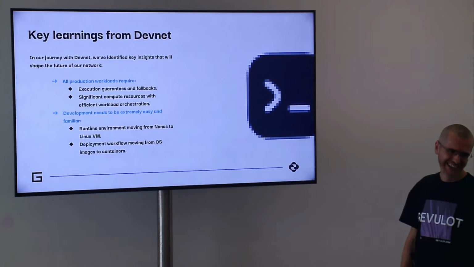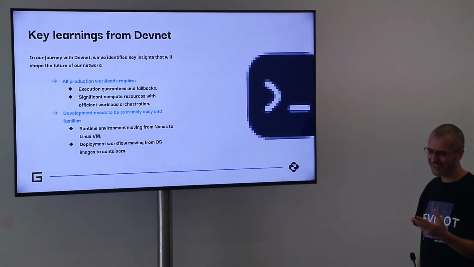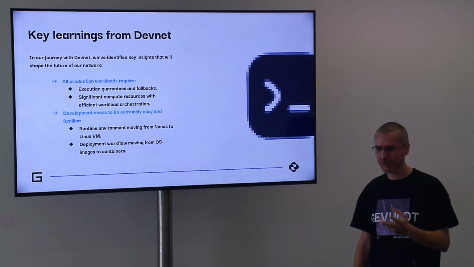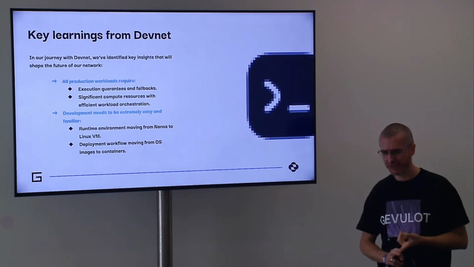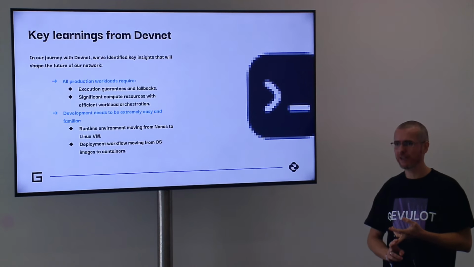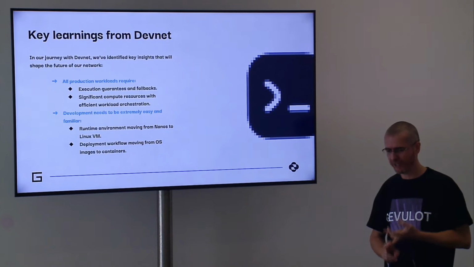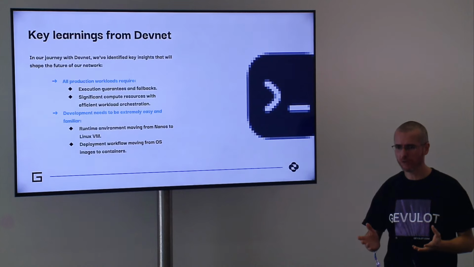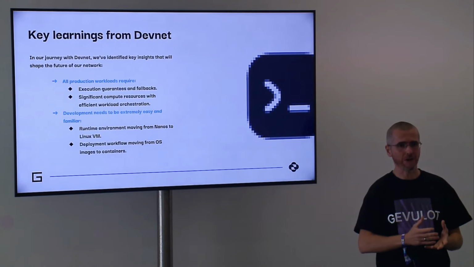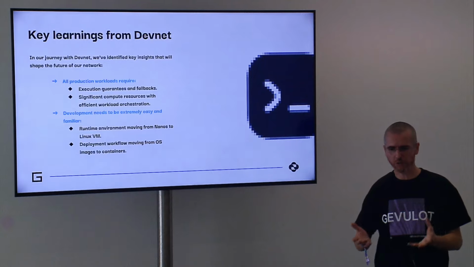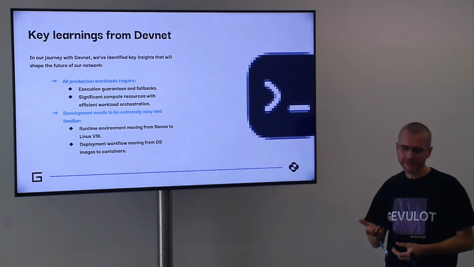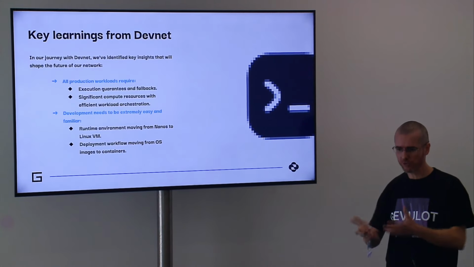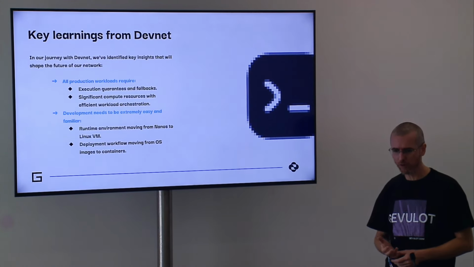Yeah, the main thing is two core things. For production workloads, we require execution guarantees and fallback mechanisms. That's not something any prover network can spare. And if there is an L2, obviously, currently L2s are the biggest demand drivers for ZK. In that sense, a sequencer cannot afford not receiving a proof. So we do need those guarantees and fallbacks.